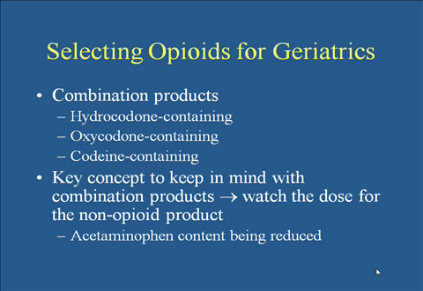So selecting opioids for geriatrics, combination products, there are three predominant ones that we use: hydrocodone containing, oxycodone containing, and then codeine containing. The key concept is that these are combinations, so don't focus solely on the opioid and forget about the non-opioid component. The most common non-opioid used in combination products is acetaminophen, and you have to watch the dose of the acetaminophen, and this is being reduced in prescription products.